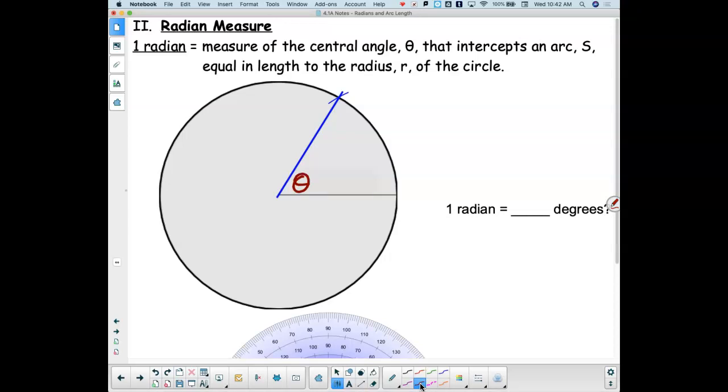So theta right there is, so this is my radius, this is my arc length, S. We call it arc length S. Sometimes we put a little fancy S on it to make sure it doesn't look like a 5. So my arc length S is equal to my radius, which means that theta is 1 radian, which is approximately 57.2958 degrees.